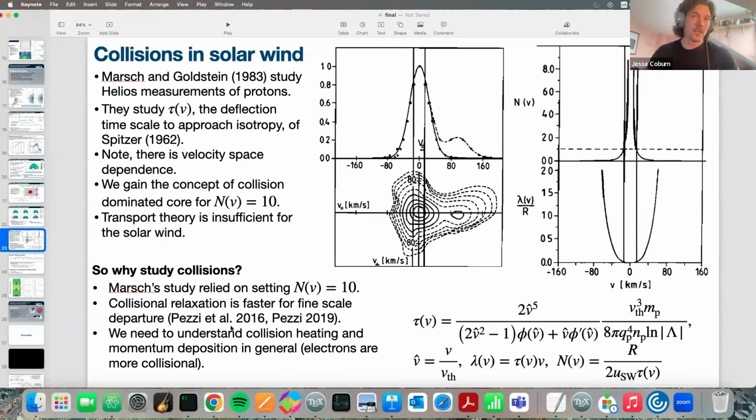And so the next thing is we need to understand collisional heating and momentum deposition in general in the solar wind if we really want to close the problem, right? So there's portions of the VDF that are collisionless. There's portions that are collisional. We don't know that separation well. And both processes are contributing to heating and acceleration and drag and drift and all this kind of stuff.